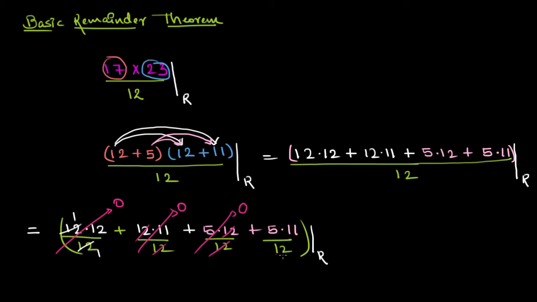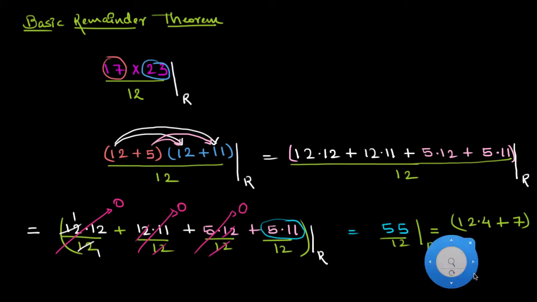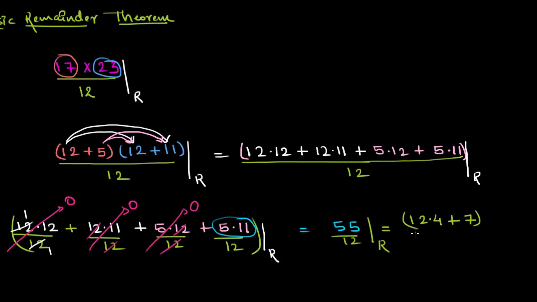But what about this last term here? This last term has 5 times 11, which is equal to 55. Whole thing divided by 12, and I still need the remainder here. This 55 I can write as a multiple of 12: 12 fours are 48, so 12 times 4 plus 7. I have written 55 as 12 times 4 plus 7, and the whole thing I'm trying to divide by 12 to find my remainder.